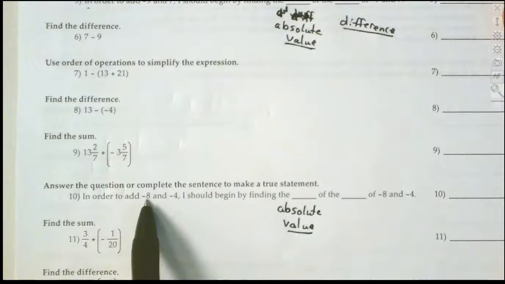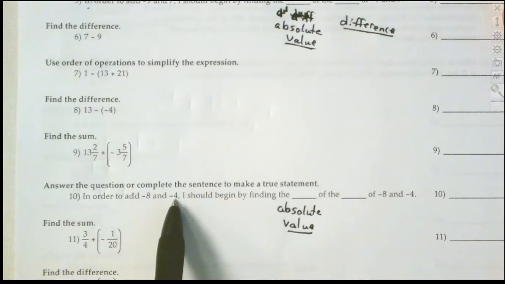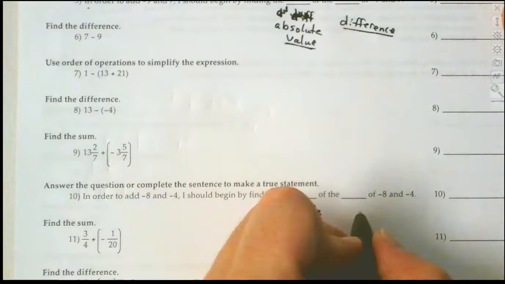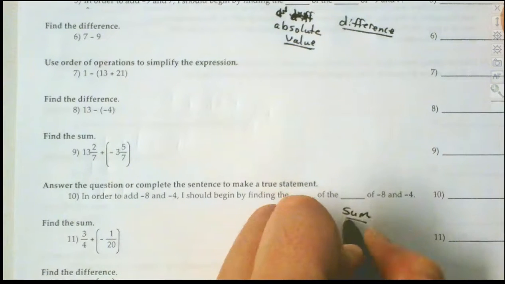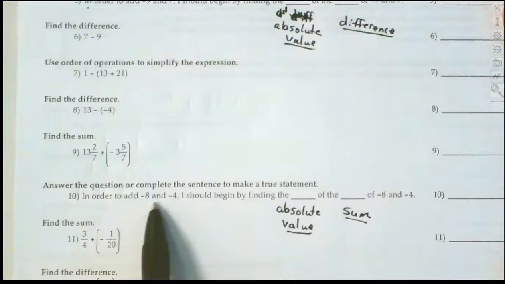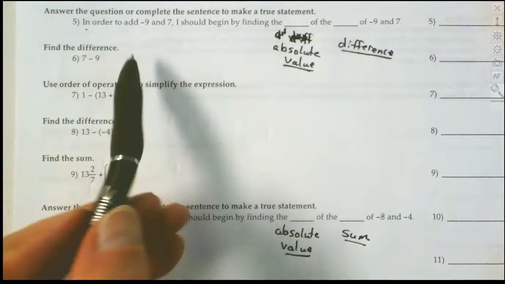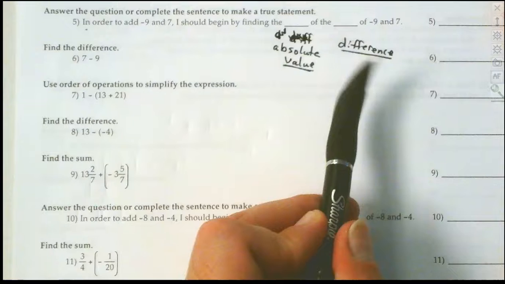We're going to have to find the absolute value of the what? Sum, right? Why are we going to add these together? Because minus 8 minus 4, they go together and make it minus 12. So this one's going to be a sum, because they're the same signs, so they sum together. Question 5, they were different signs, so we use the difference.